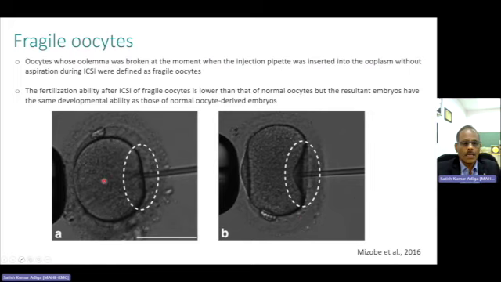In some oocytes, the oolemma, or the ooplasmic membrane, is very weak and completely lacks elasticity. So during ICSI, we don't feel any resistance when the oolemma is pierced, and the pipette just goes in, which eventually leads to leakage of ooplasm and degeneration of the oocyte. These oocytes are called fragile oocytes. The fertilization ability of fragile oocytes is much lower than normal oocytes, but once fertilized, the embryo developmental ability is the same as embryos derived from normal oocytes.